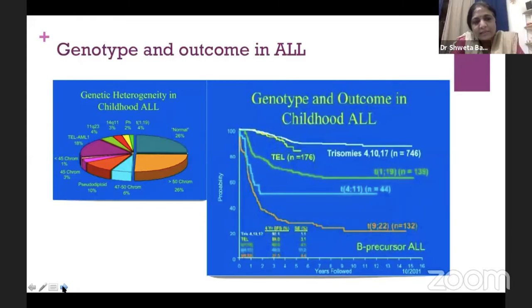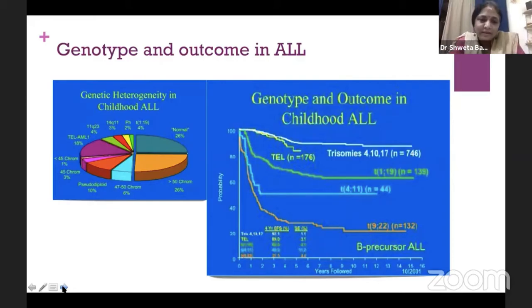Now, with all these things and with our knowledge, we know that ALL is not a single entity. It is a highly heterogeneous disease. We have B cell, we have T cell, and in B cell also there is high genetic heterogeneity. We have hyperdiploid B cells, we have hypodiploid. In hypodiploid also we have near haploid, low hypodiploidy, and high hypodiploidy. And we know now that all these diseases are quite different. They require different treatment regimens, they behave differently, and their treatment outcomes are different.